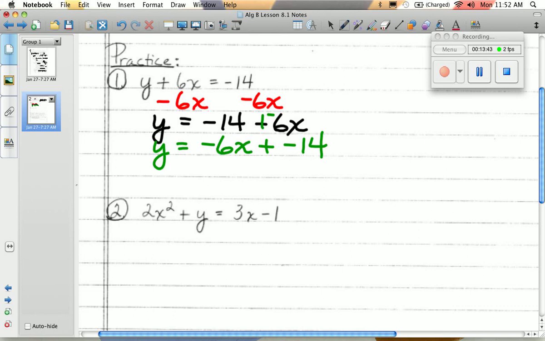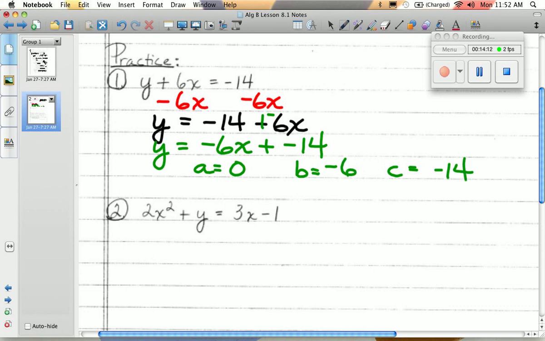Well, if it is, what's a equal? 0. In other words, a equals 0, and then it would just cancel out, and b equals negative 6, and c equals negative 14. We're asking ourselves if this is quadratic or not.